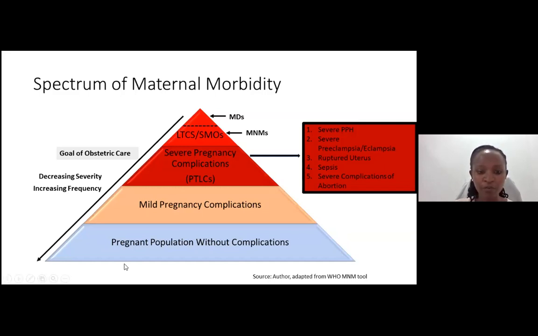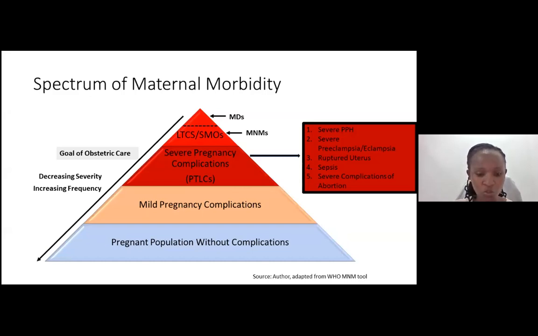Most pregnant women that you'll come across will not have any complication. Then there are those few who will develop mild pregnancy complications. And then out of the ones who develop mild pregnancy complications, there are those that will develop severe complications. The World Health Organization has defined five such severe pregnancy complications: severe postpartum hemorrhage, severe preeclampsia and eclampsia, ruptured uterus, sepsis, and severe complications of abortions. Once a mother develops organ dysfunction from these severe complications, then they're termed as a severe maternal outcome. And these mothers will either survive if they get good care or by chance and become near misses, or die. So the goal of obstetric care is to keep as many women as possible at the bottom of the pyramid. And I'll give an example to illustrate that.